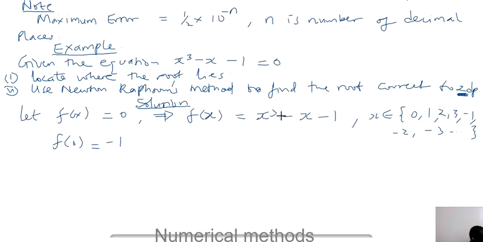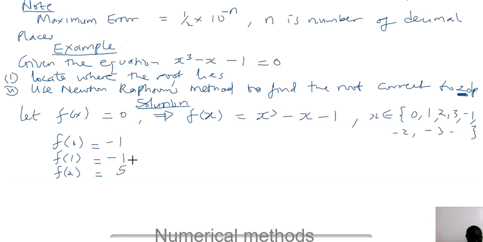f(0) there, you get negative 1. Let me get f(1). Put here 1, I will get still negative 1. There is no sign change here. Negative, negative, no sign change. Let me go to f(2). Put here 2³, that's 8. 8 minus 2, you get 6. 6 minus 1, you get 5.